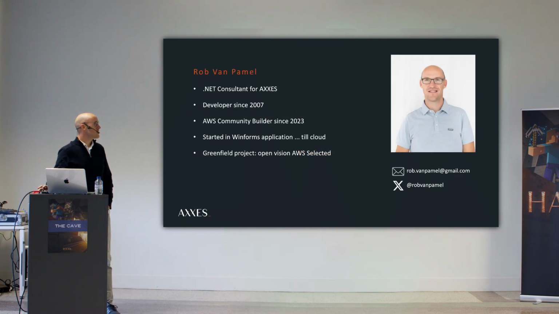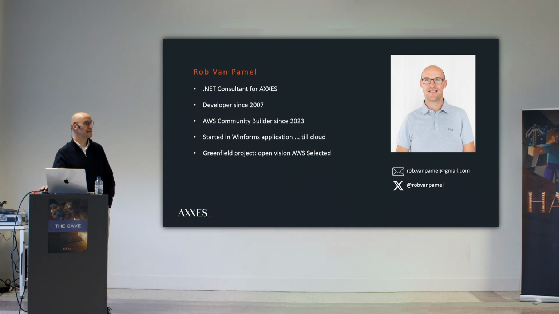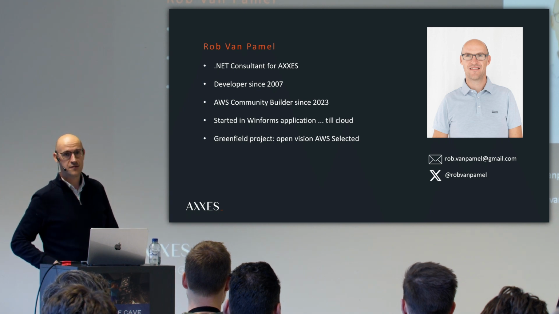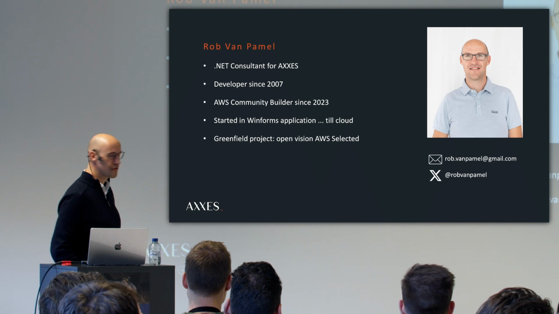Well, I think most of us already know who I am, but let's go quickly over it. My name is Rob Van Pamel, and I'm a developer at Access, working at the .NET League. I've been working as a developer since 2007, and since this year, I'm able to call myself an AWS community builder as well, something which I am proud of.